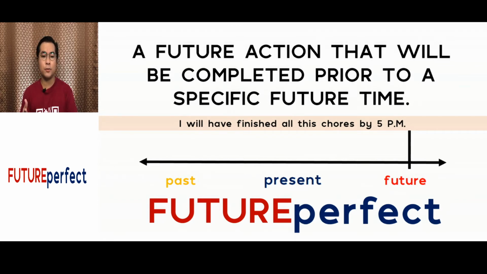So for example, you are talking about this future happening or this prediction around 1 p.m., or 1 in the afternoon. So, I will have finished: a future action that will be completed prior to a specific future time. Meaning before 5 p.m., or by the time the clock strikes 5 in the afternoon, you have finished all those chores.